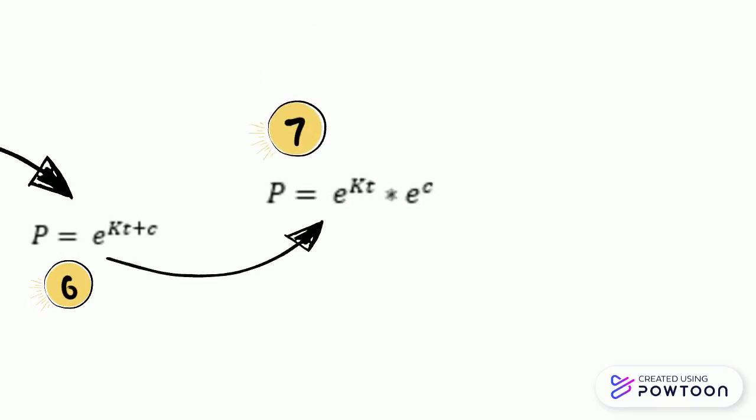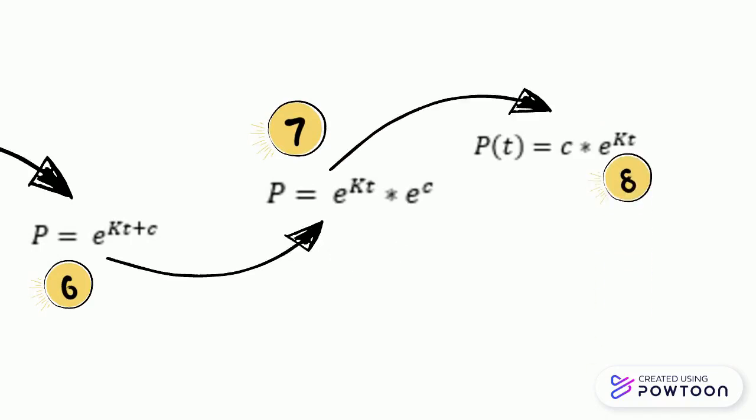Multiplication of exponents with the same base equals the sum of the exponents. e to the C is a constant, so we can replace it with C. Multiplication is equal to equation 1.